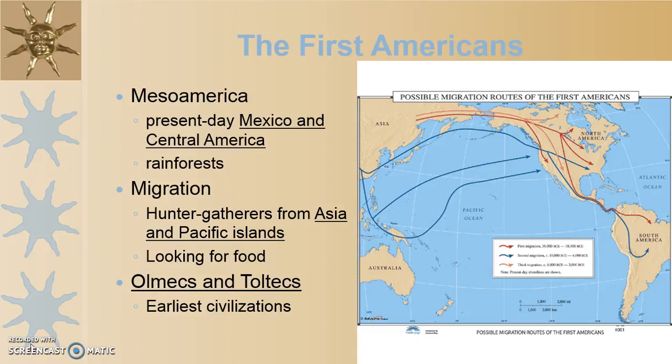Okay, so first we'll talk about the first Americans, the first people to settle in North, Central, and South America. Mesoamerica is the area that can be found here. It's present-day Mexico and Central America. The area is known for having a lot of tropical rainforests, so it sustains a lot of life.